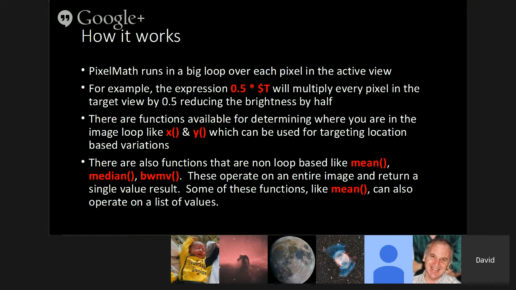There are functions available for determining where you are in the image loop, like the X and Y functions. So you can actually use these to target specific locations in the image. There are also functions that are non-loop based, like determining the mean or the median, the biweight midvariance. These operate on the entire image and return a single result. Some of these functions, like mean, have dual purposes. You can operate it on an image or on a set of values, typically delineated with commas.